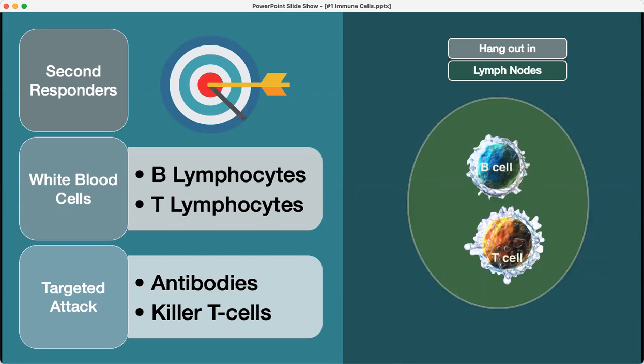Now, these second responders, the ones from the lymph nodes, are going to be initiated to be more of a targeted approach. So they will produce antibodies, and the T cells will turn into killer T cells. And after they've been exposed to the antigen, they're going to be a very targeted approach and very direct and kill the pathogen rather than the whole tissue.